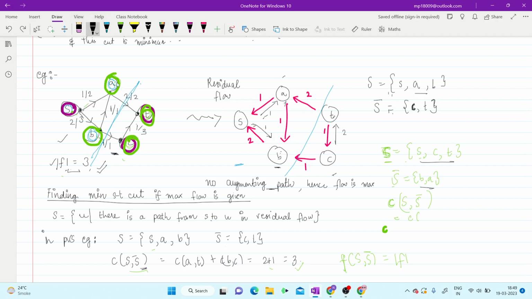There was a suggestion that we can take our cut to be S and all the other vertices. But if we look at this, the capacity of this cut is coming out to be 5. But the flow value is 3. So this is not a minimum cut. We have to add the capacity, not the flow. Sorry, there was an error. So is the minimum cut unique or not? Minimum cut is also not unique. We'll have to look for examples, but the minimum cut need not be many.